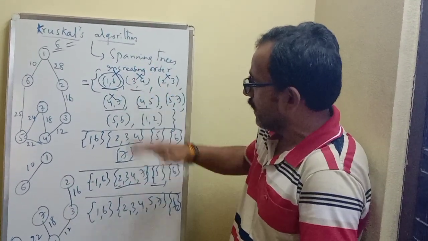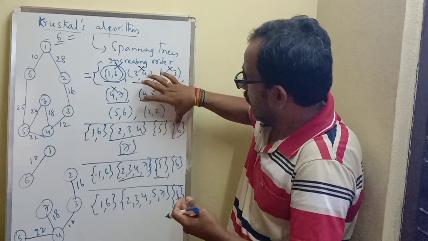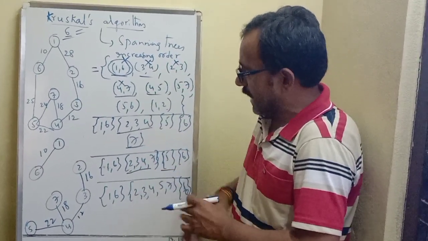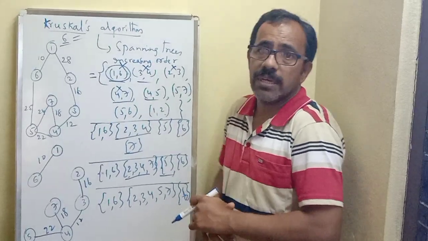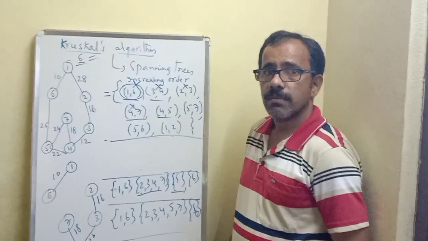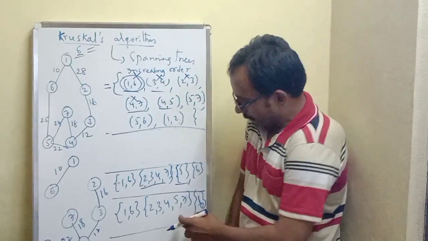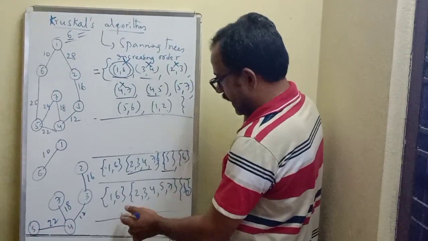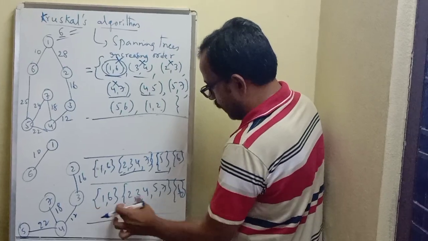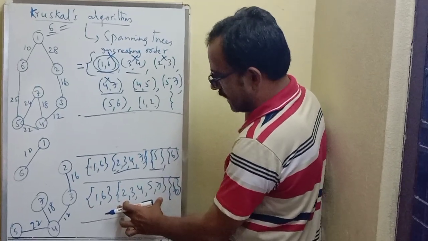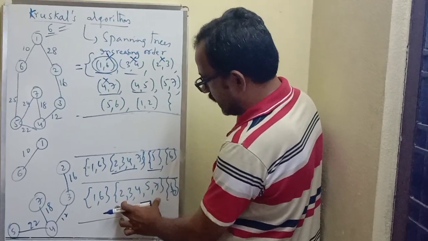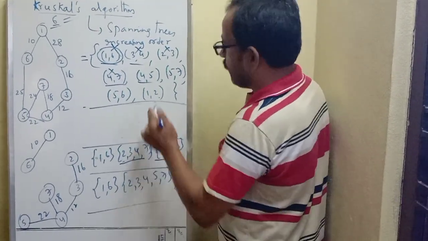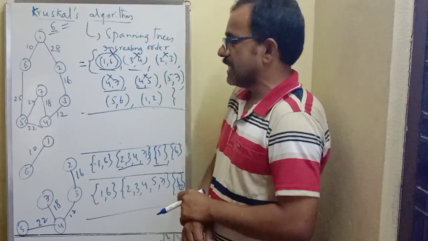That is based on the available edges, and we also need to verify whether a cycle is formed by that particular edge or not. So the updated set is this. After including 4, 5 into the spanning tree, 1, 6 is one set, 2, 3, 4, 5, 7 is another set, and 6 is in another set. So 4, 5 is included. Then simply discard this from consideration.